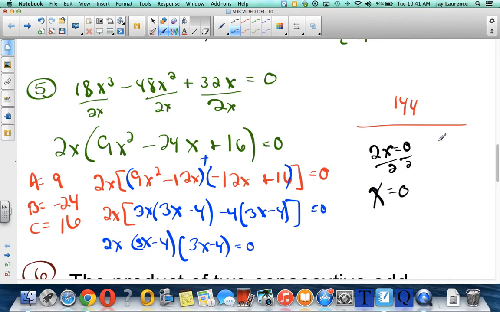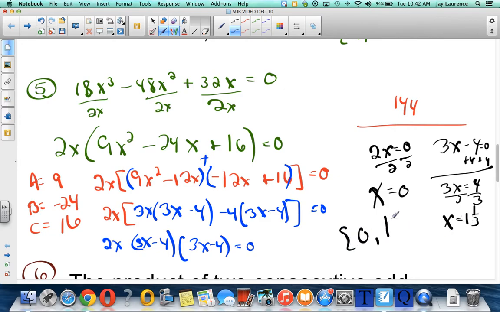And then I'm going to have 3x minus 4 equals 0. And I'm going to solve for x. I'm going to add 4. I get 3x equals 4. And then I'll divide by 3. And I'll get x equals 1 1/3. So my solution set is 0, and then 1 1/3, right?